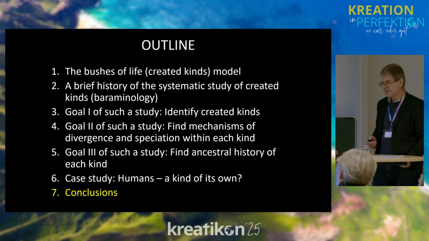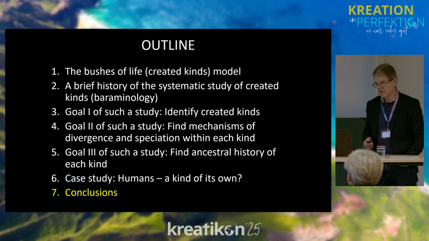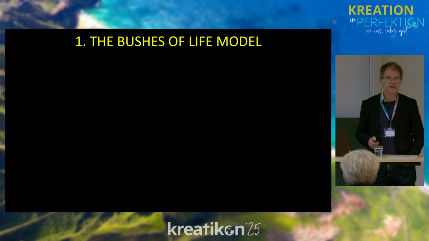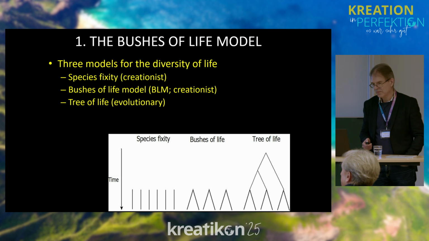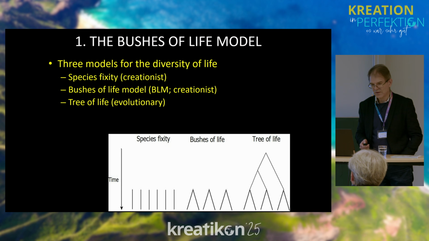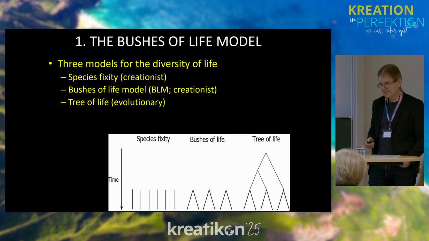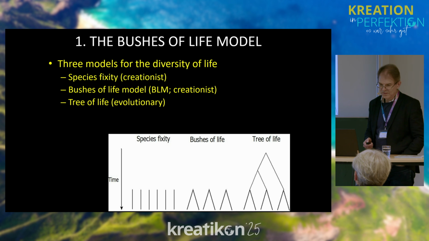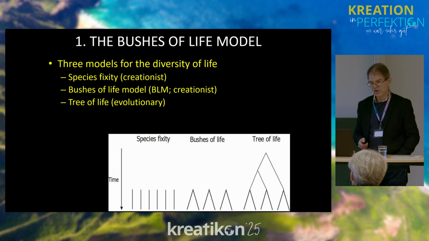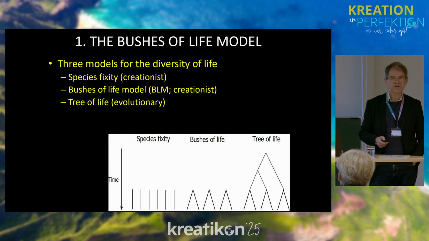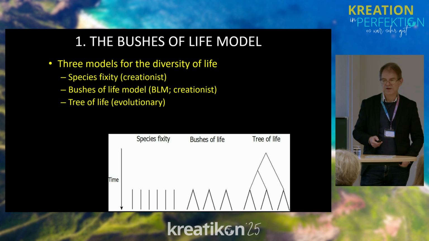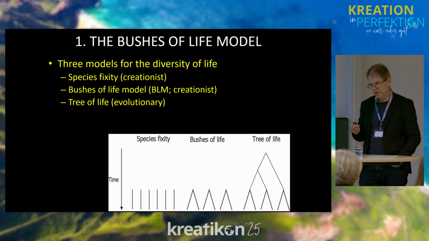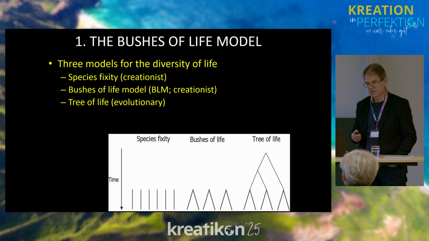So let us start with the bushes of life model. So you could roughly talk about 3 models for the diversity of life. The classical creationist old model is a species fixity model, that God created species ready 6,000 years ago, and then they haven't really changed. And then we have the bushes of life model, which I will talk about today.